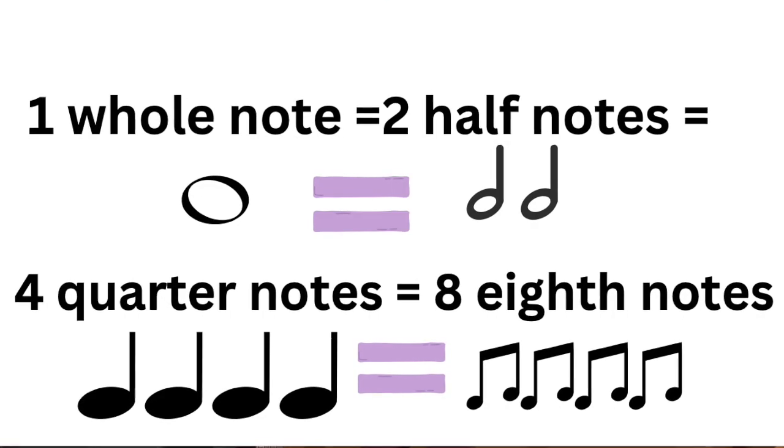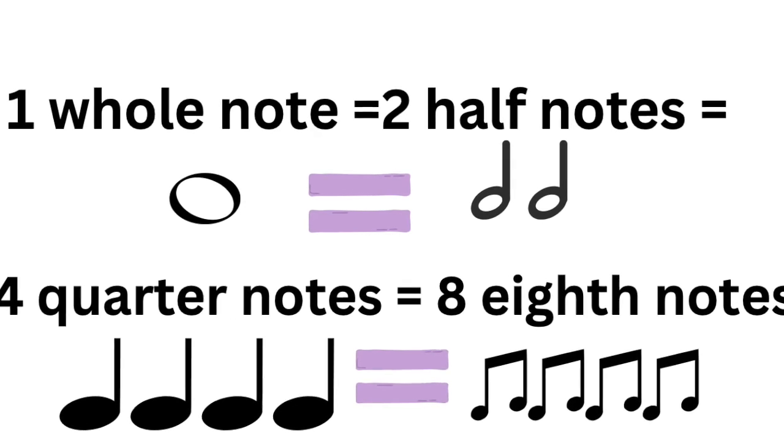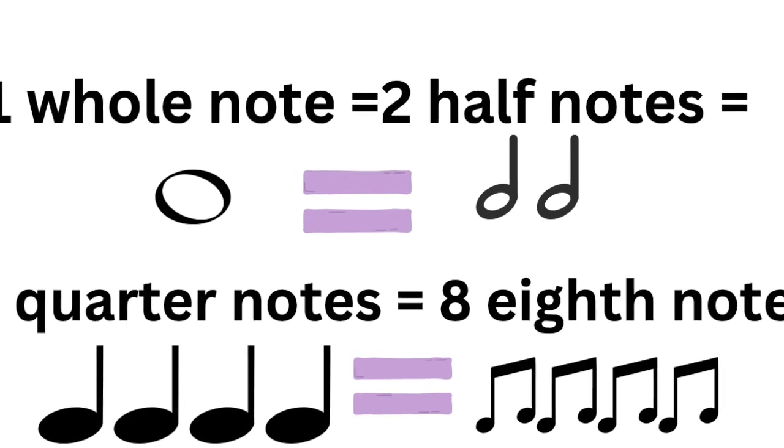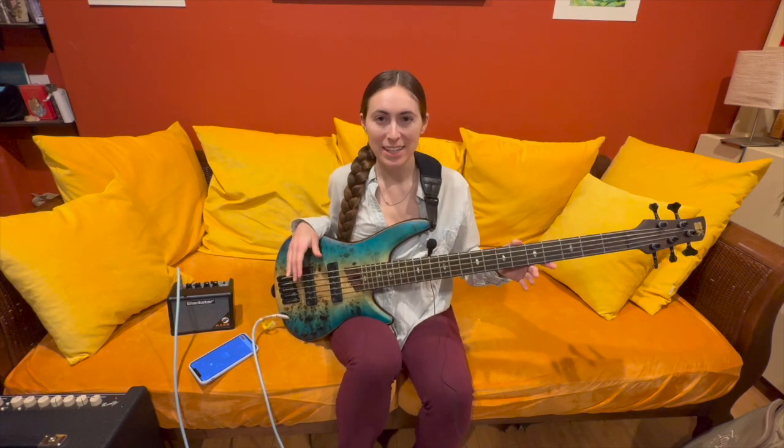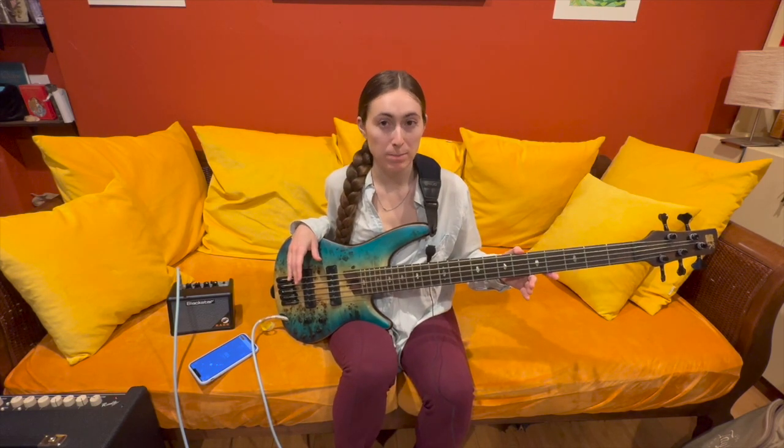So let's get this straight. 1 whole note equals 4 quarter notes equals 2 half notes equals 8 eighth notes. It's essentially simple math. Now let's go back to the metronome and pick up the bass so that I can give you examples in real time about what I mean.